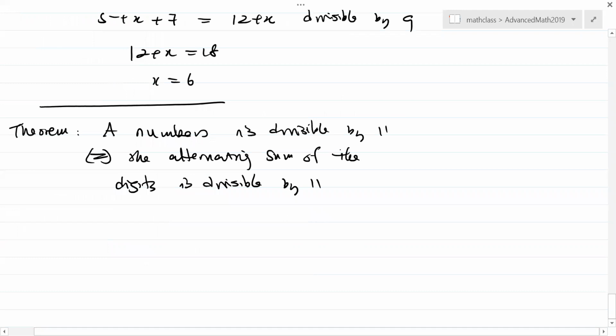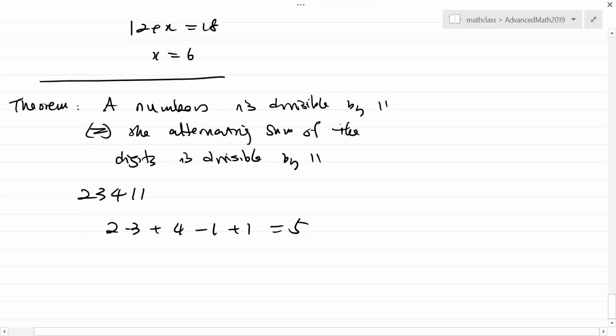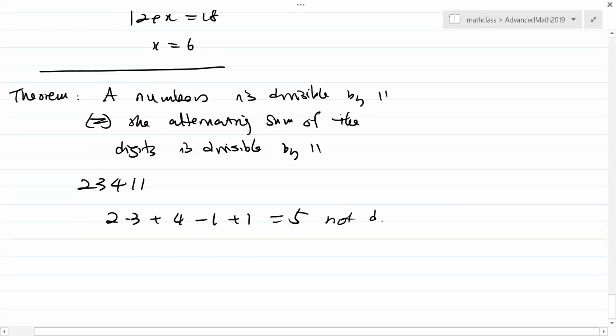For example, you have 2, 3, 4, 1, 2, 1, 1. Let's look at this first. I want to see if it's divisible by 11 using this trick. So the alternating sum means 2 minus 3 plus 4 minus 1 plus 1. Change the sign each time. So you will see that -1 plus 4 is 5. So this is 5. 5 is not divisible by 11. That means the original number is not divisible by 11.